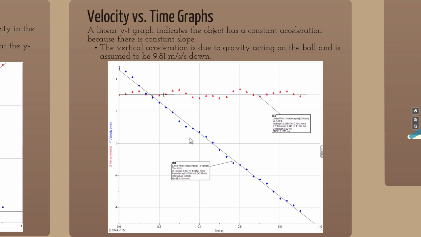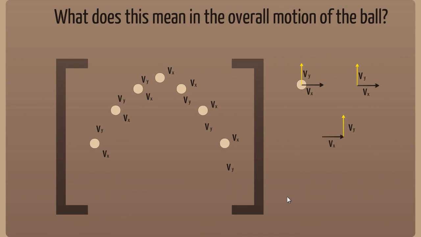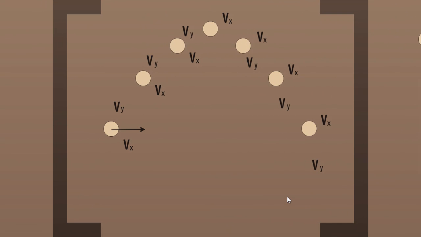And then the linear negative slope that I have for the y velocity graph shows me that there is a constant acceleration, because the slope of a velocity time graph is also called the acceleration. And I've already told you what that number was. So what does this mean for the overall motion of the ball as it's traveling through two-dimensional space? Well, the constant velocity in the x direction will remain the same throughout the whole motion. So that's what the velocity in the x direction vector would look like.